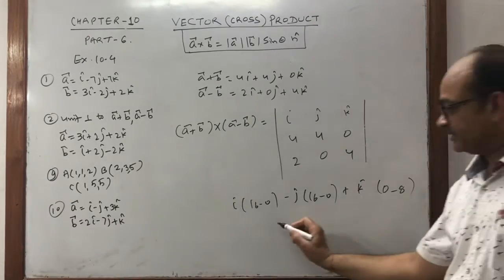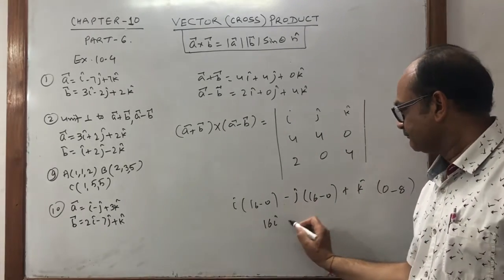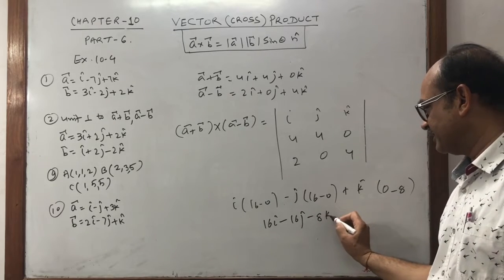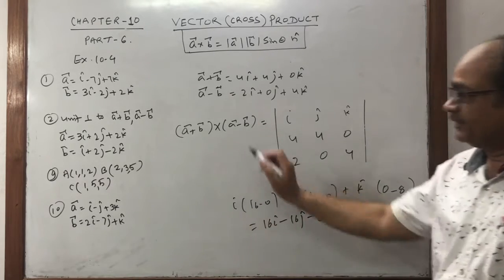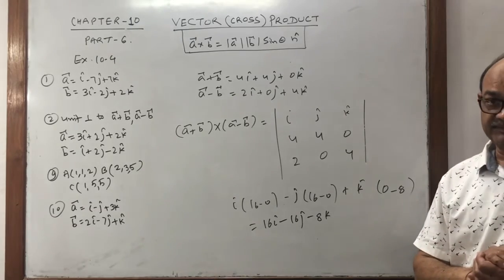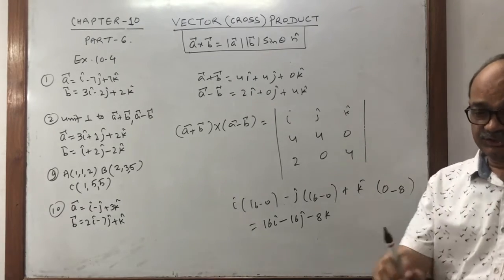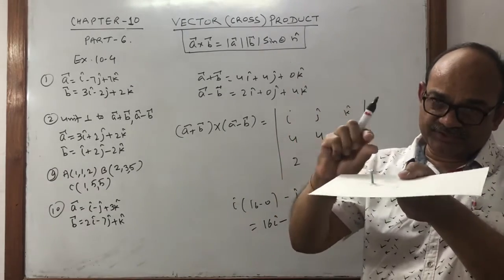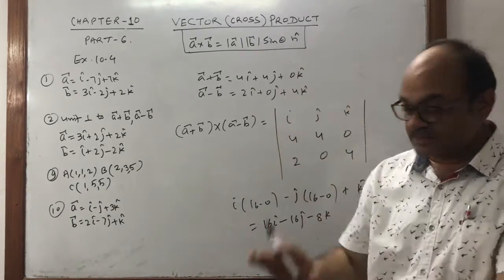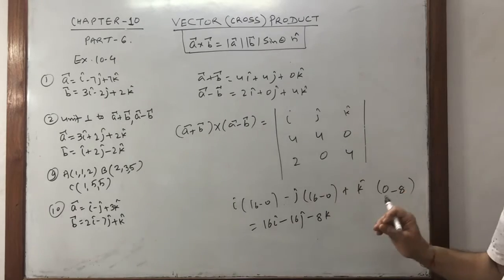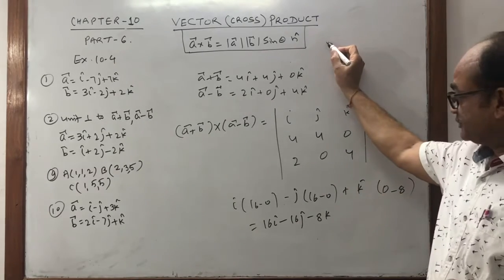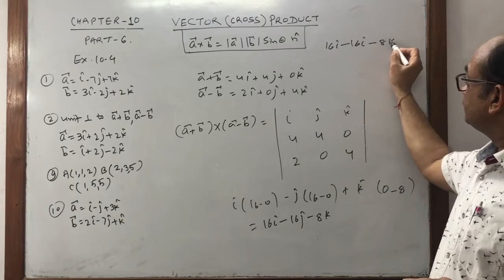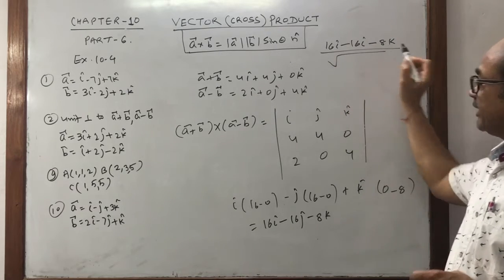So what are we getting? We are getting 16I minus 16J minus 8K as the value of A plus B cross A minus B. But we want the unit vector in this direction. It means a small one part, one unit, but in the same direction. So for the vector we have, we want its magnitude. Divide. So 16, 16, 8 divided by its magnitude.